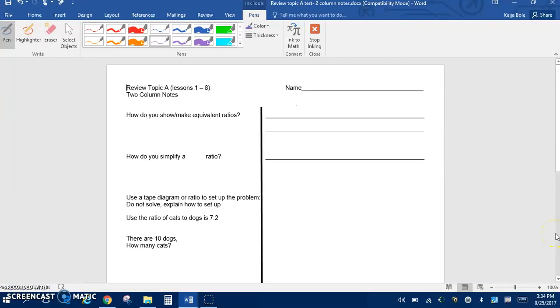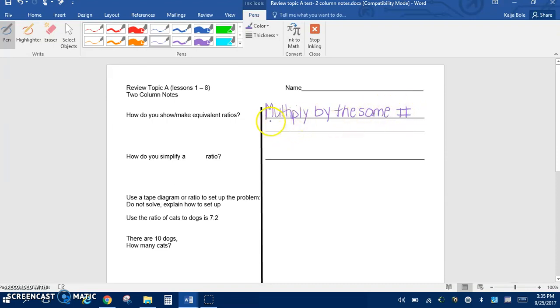Alright, so here we are for our review on Topic A, Lessons 1 through 8, and this is our 2-column notes. We're going to fill this out as you watch the video. So the first thing is, how do we show or make equivalent ratios? We're thinking back to equivalence, right? And the thing we have to do is multiply by the same number.